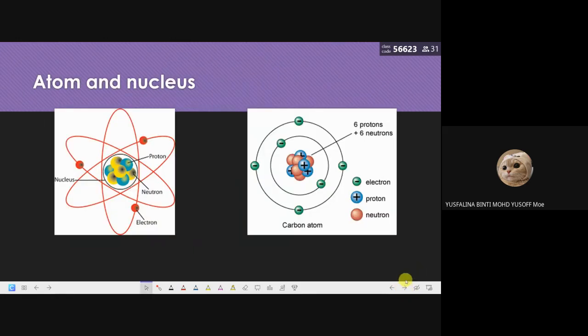Okay, so we move on to the next subtopic, that is atom and nucleus. This is an example of the carbon atom. Just now I explained that this is the nucleus. The nucleus consists of the proton and also the neutron, so the charge of the nucleus is positive. Neutrons don't have any charge. So the nucleus charge is positive and it is surrounded by the electrons, which depends on the number of valence electrons for the atom.